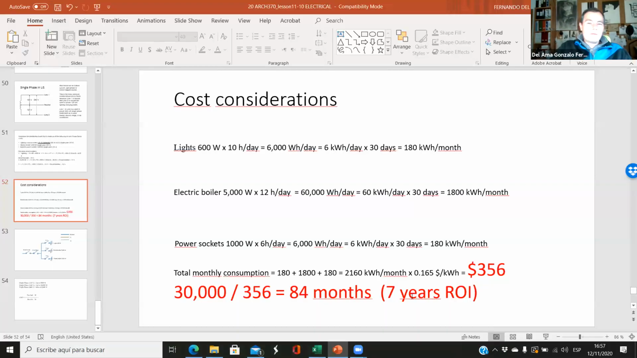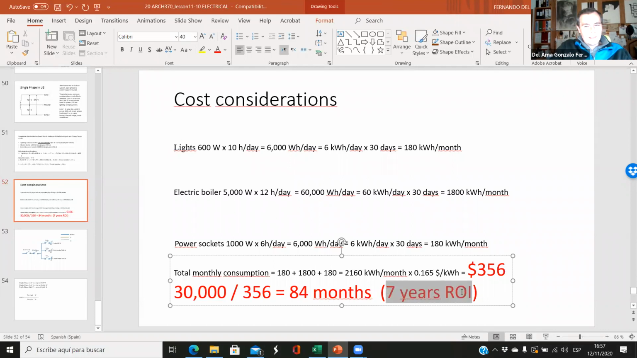But this is just a rough estimation. Maybe it's not 7 years, it's 8 years or 6 years and 6 months. We don't know, but I know that it's going to be around 7 years. That depends on the price of energy. If the price of energy is increasing, we have done this with this price.